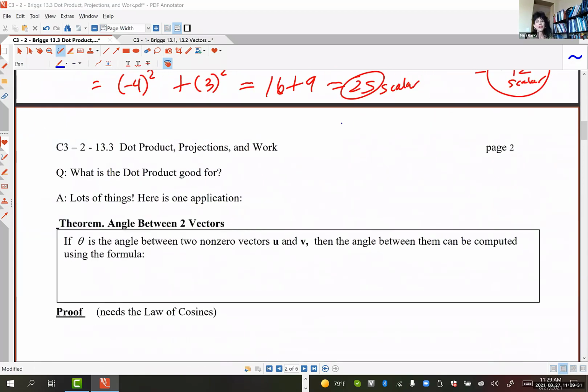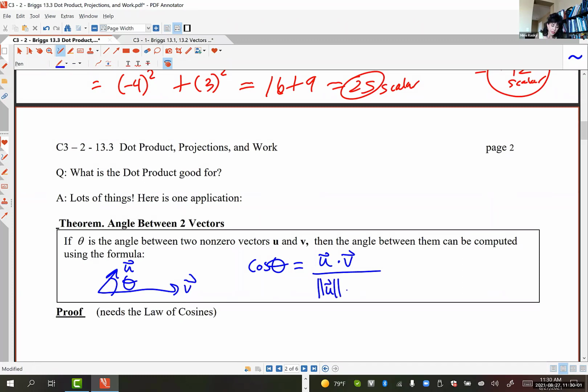What is the dot product good for? You can use it to find the angle between 2 vectors, which is really cool. So let's say you had a vector U and some other vector V out here somewhere. This angle between the 2 vectors, you can find it using this formula. Cosine of that angle theta is U dot V divided by the product of the magnitudes of U and V.